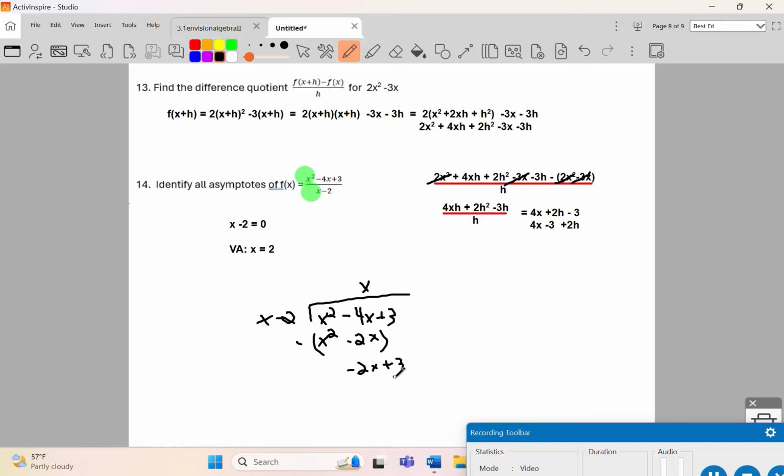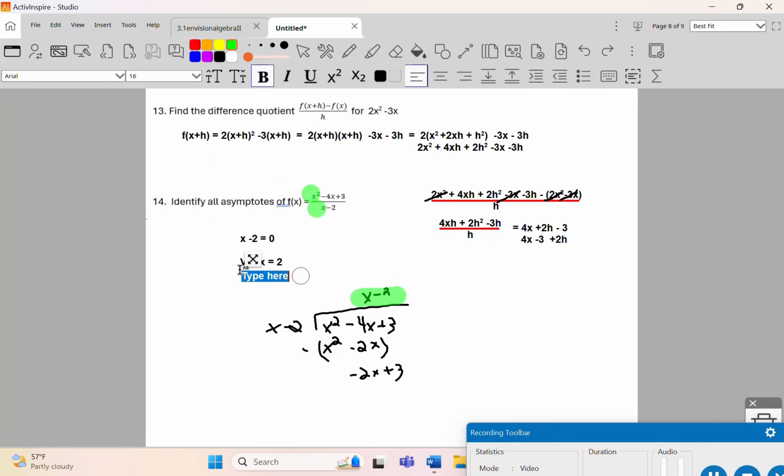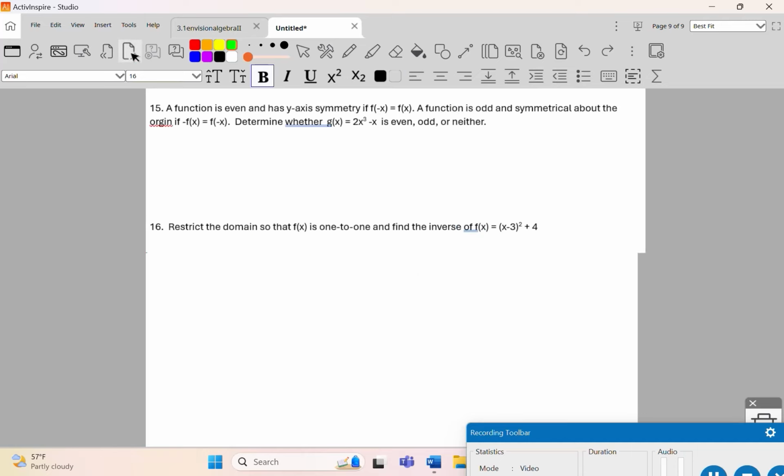Always. Always. To become negative 2x, I have to multiply it by a negative 2. And this is going to be it. There's going to be a remainder. There's going to be some other stuff. But this is going to be it. That is your slant asymptote. It's y equals x minus 2. Long division finds the slanted asymptotes. We had that lesson not too long ago either.